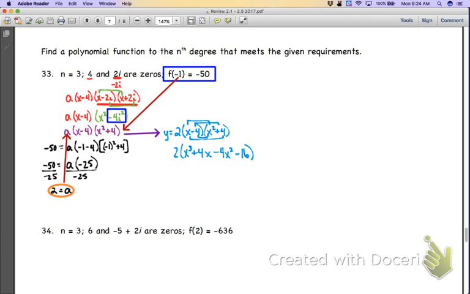Now I'm going to kind of do two things at once, and I'm going to multiply everything by 2, and I'm going to put it in standard form at the same time. So I'm going to have f of x equals 2x to the third. I'm going to go ahead and go minus 8x squared plus 8x minus 32.